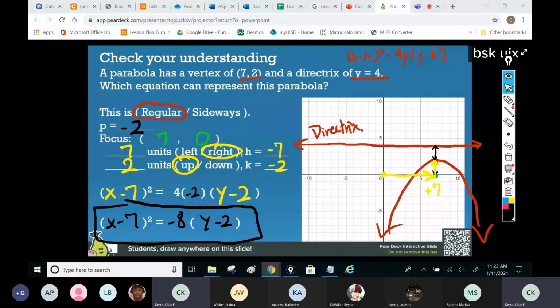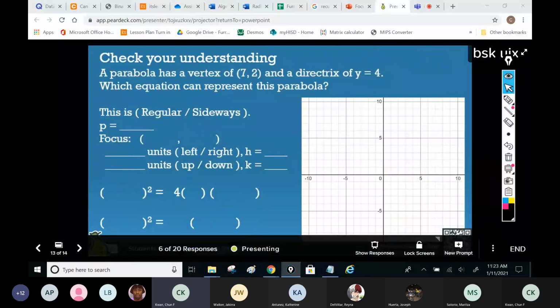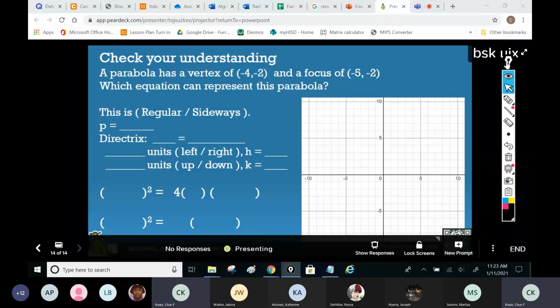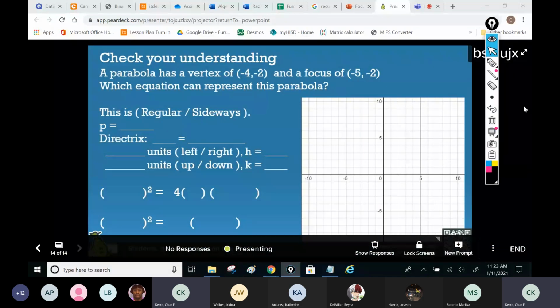All right. So I helped you guys quite a bit on this one. Let's do one more. This is the last one. After this, you guys are done.